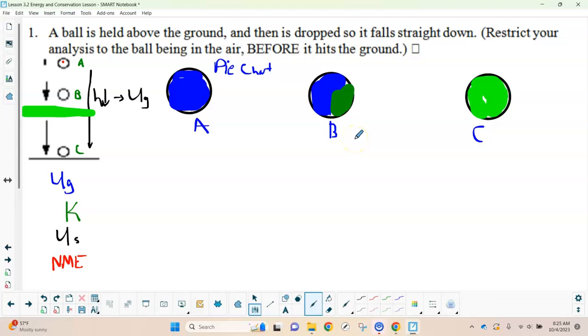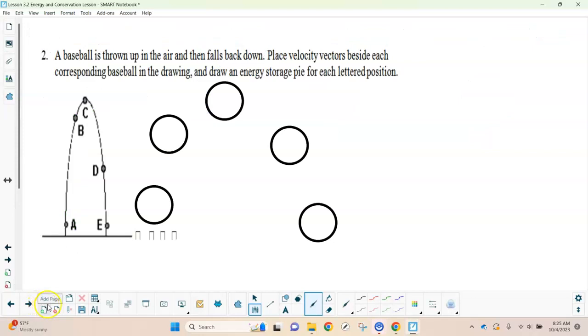And again, this is just qualitative. We're not worried about numbers yet. Eventually, we'll worry about the numbers. But the idea here is we just want to get a feel for how energy transforms or transfers in different situations. All right, so let's try another one.